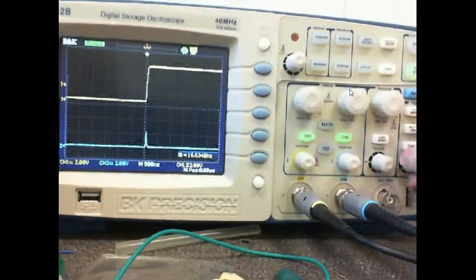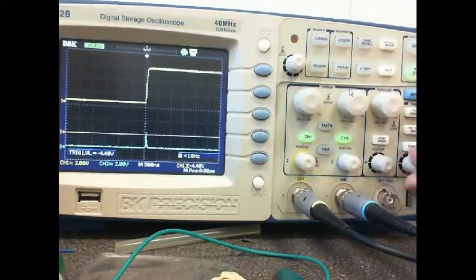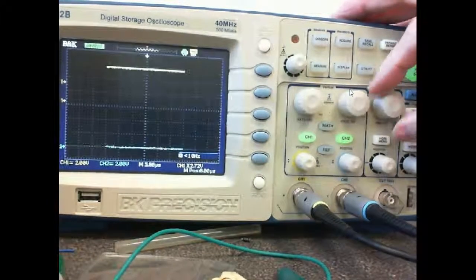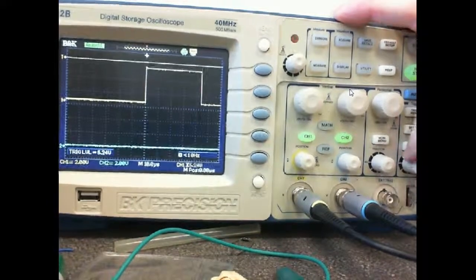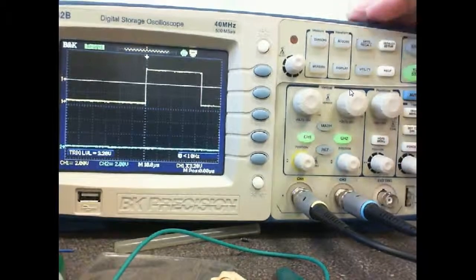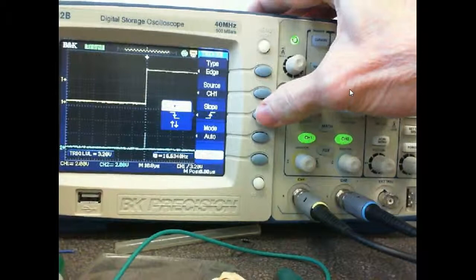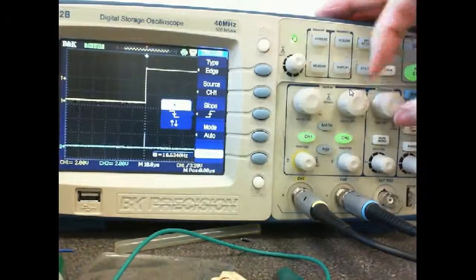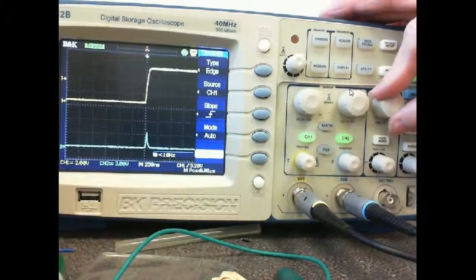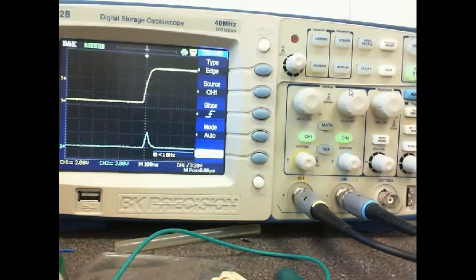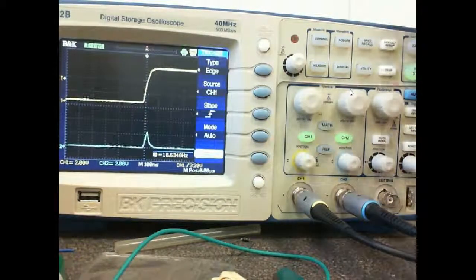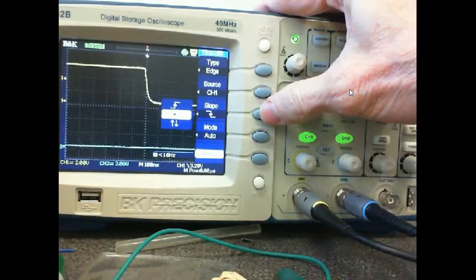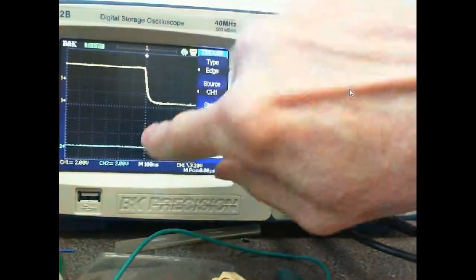Let's put a trigger on it. No, we don't want a trigger on that. Oh, I know. I had a trigger on both of them, so it's getting very confused. So there's the pulse, right? And I switch it over to trigger on the falling edge. We don't see the pulse down there.